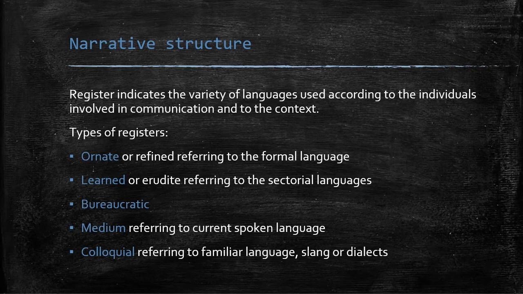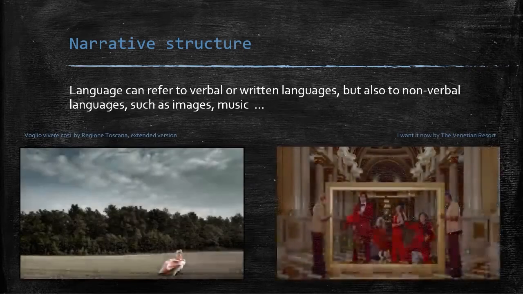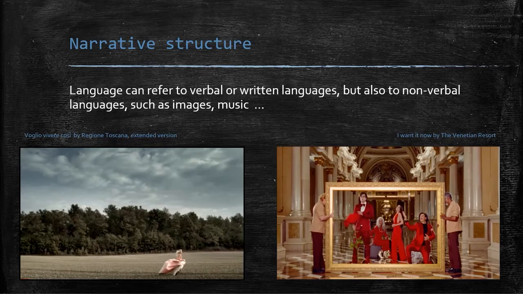Language can refer to new, sometimes critical, language forms, a mix of international terms, neologisms, and slang words. They are typical of a group of people. They can express an identity, contest the reality or make fun. Language can refer to verbal or written languages, but also to non-verbal languages, such as images and music. By the way, opera is an internationally appreciated universal language.